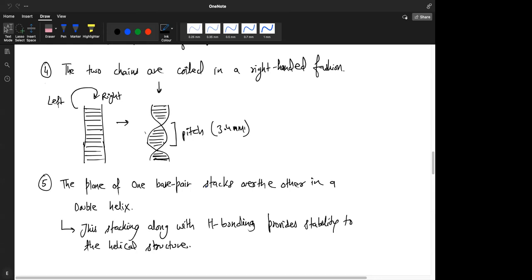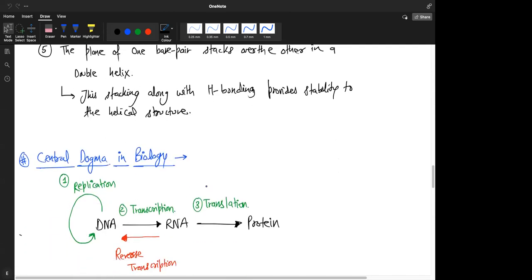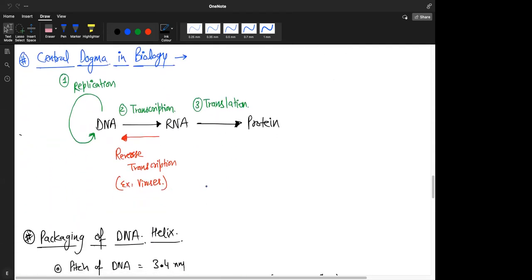Then we discussed the central dogma in biology. The central dogma is in molecular biology. It defines the flow of genetic information in a living system. It is always in a unidirectional manner, from DNA to RNA, then RNA to proteins. So replication takes place. Not RNA to DNA. It's DNA to RNA and RNA to proteins. Yes, DNA to RNA.